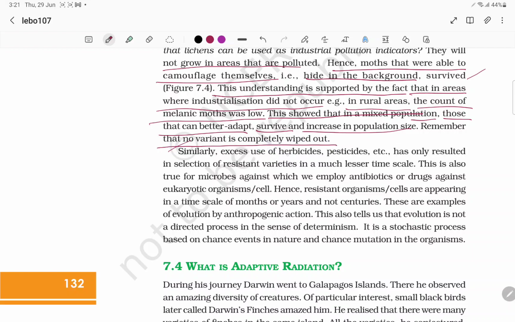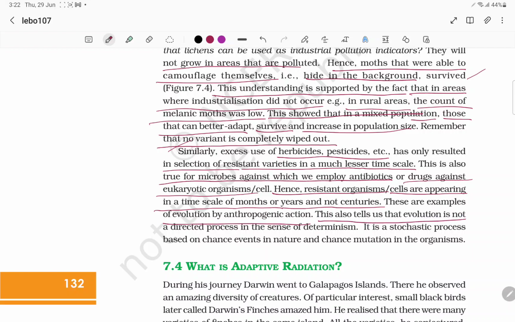Similarly, excess use of herbicides, pesticides, etc. can result in selection of resistant varieties on a much shorter time scale. If we use more herbicides and pesticides, only those varieties which can resist will survive. This is also true for microbes against which we employ antibiotics, and drugs against eukaryotic organisms. Hence resistant cells are appearing on a time scale of months and years, not centuries. So they are examples of evolution by anthropogenic actions.